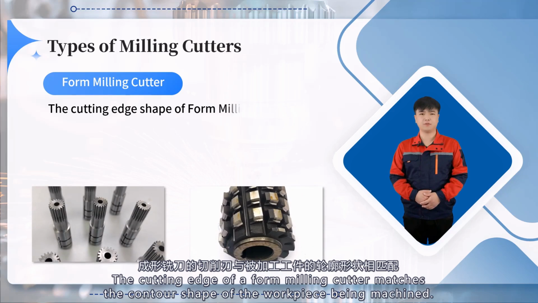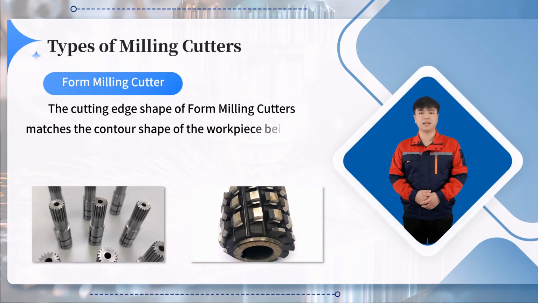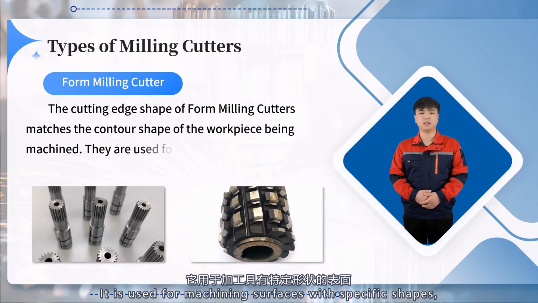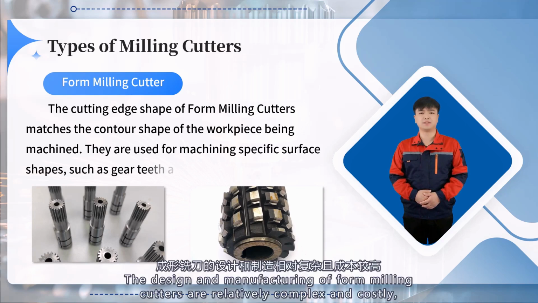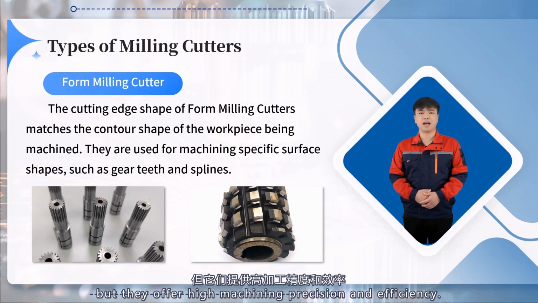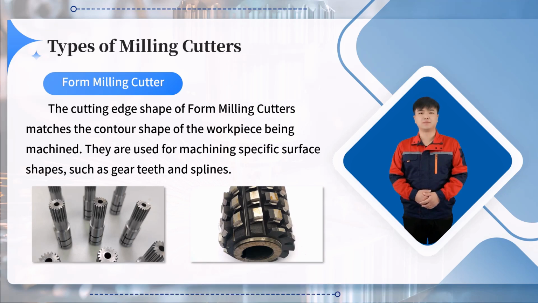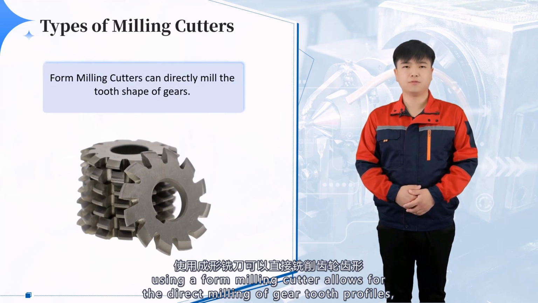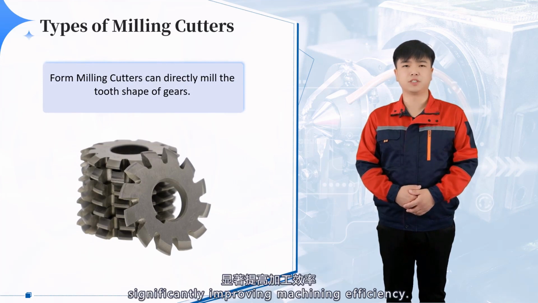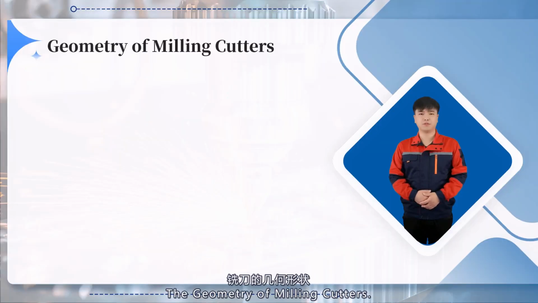The cutting edge of a form milling cutter matches the contour shape of the workpiece being machined. It is used for machining surfaces with specific shapes, such as gear teeth profiles and splines. The design and manufacturing of form milling cutters are relatively complex and costly, but they offer high machining precision and efficiency. For example, in gear machining, using a form milling cutter allows for the direct milling of gear tooth profiles, significantly improving machining efficiency. The geometry of milling cutters.